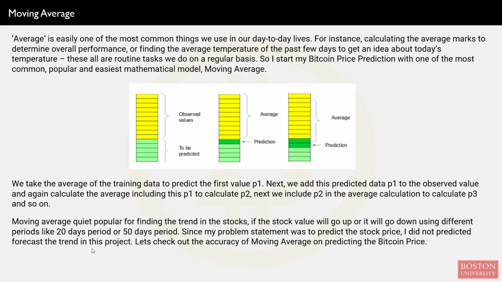The first model I used was moving average. This is a very common and easy to understand model, which is basically using the moving average. I take the moving average of all the training data, which is the data from 2015 to 2019, and I predict the first value of the testing data, which is P1, the first value of 2020. Then for predicting the next value, P2, I take the moving average of all the training data and include the P1 value to predict the P2 value, and so on.